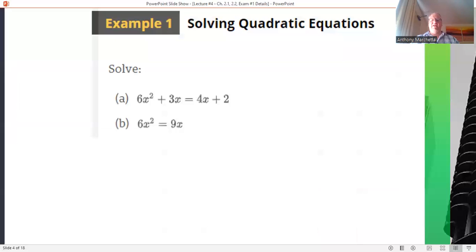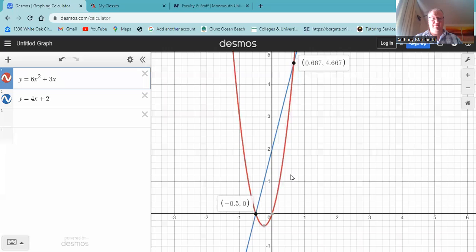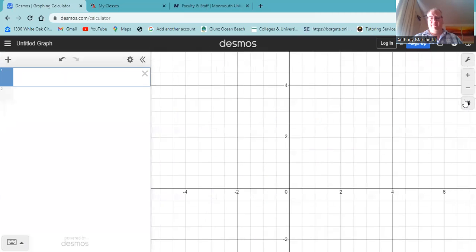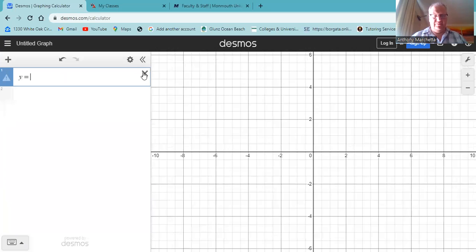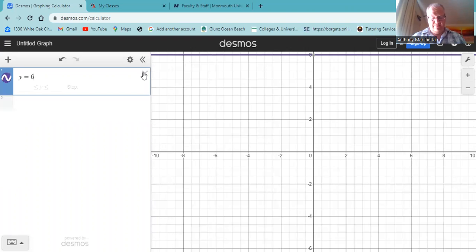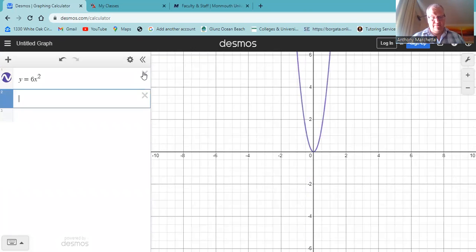The other one is 6x squared equals 9x. So like I said, I'm going to say y equals the left and y equals the right. And then I'm going to see where they cross. So it's 6x squared and 9x. Again, close everything out. Go back home. Y equals 6x squared. And y equals 9x.